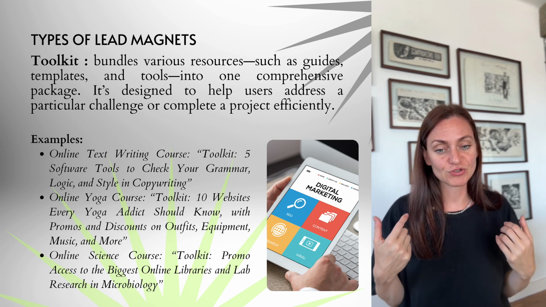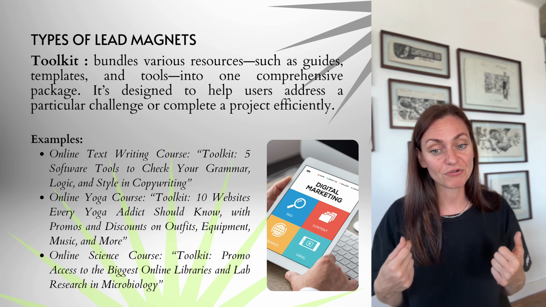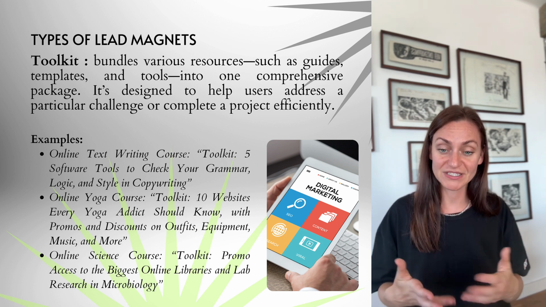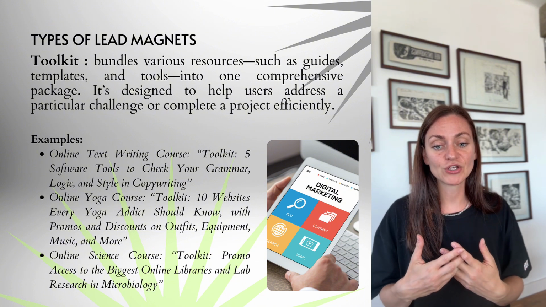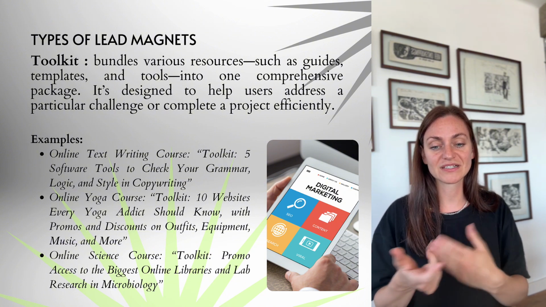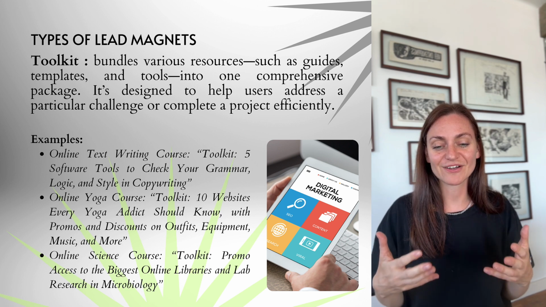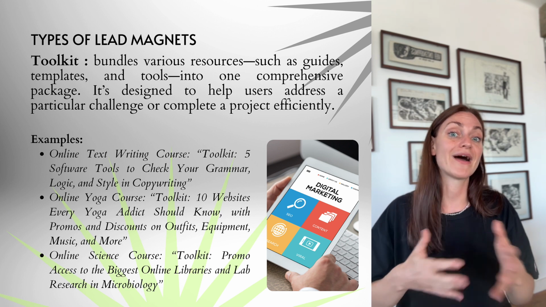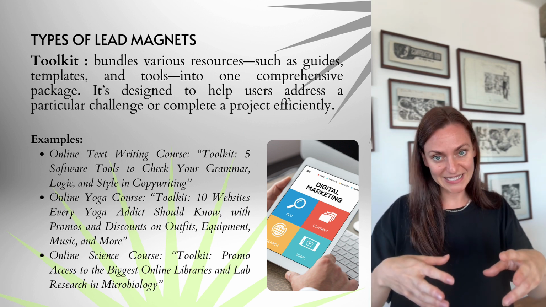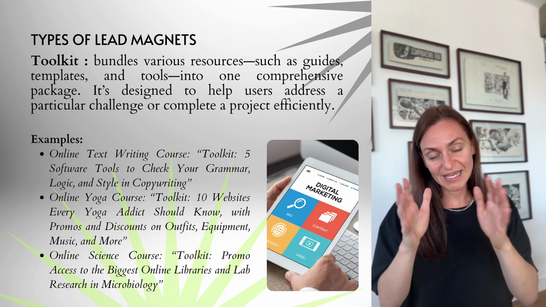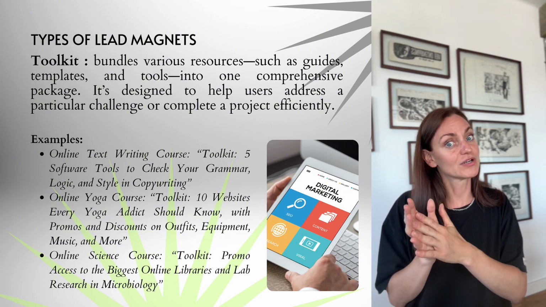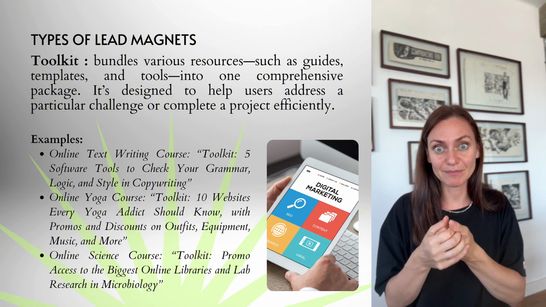5 software tools to check your grammar, logic and style in copywriting, if it's, for example, a copywriting course. 10 websites that every yoga addict should know, with promos, discounts, outfits, equipment, music and much more. Promo access to the biggest online libraries and lab research for microbiology. So a toolkit is something that normally provides tools in a particular niche that can really hook people. That's something people are really missing.